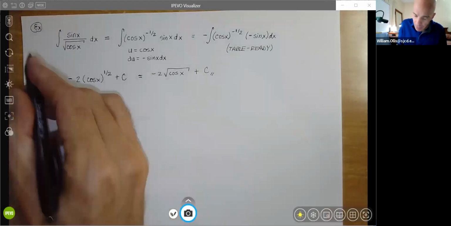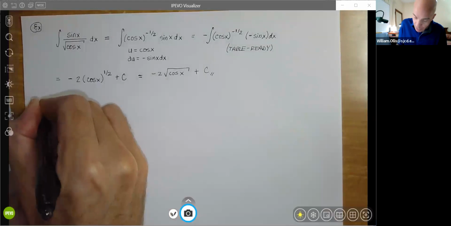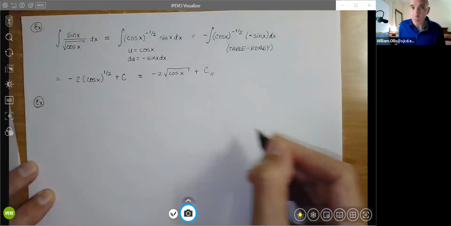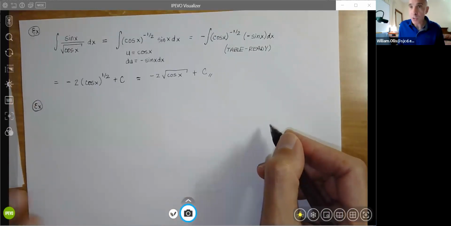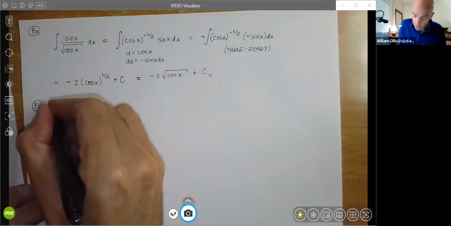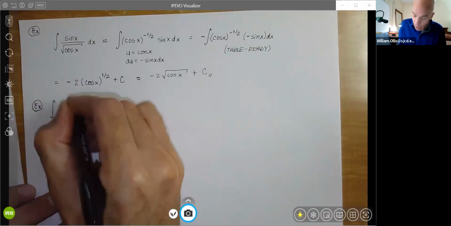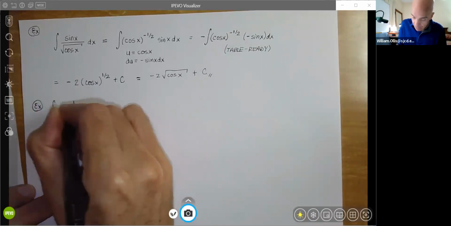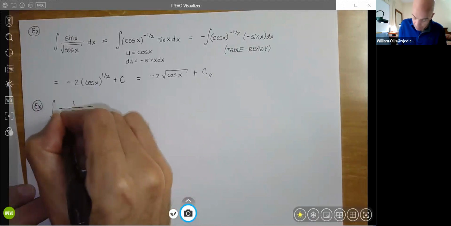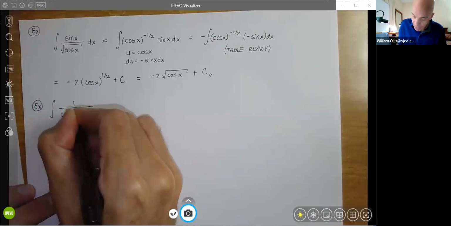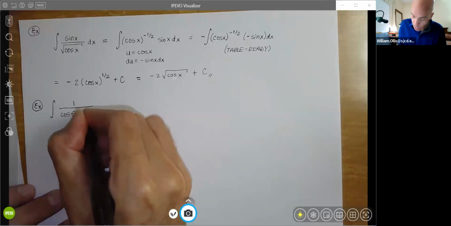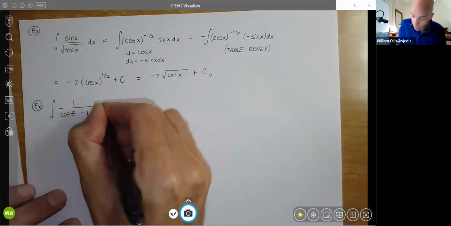Now, let's try some other examples. All I've done is pick some problems from your WebAssign and then some in your textbook, just to give you a good variety of problems. So again, we're not really learning any new technique here. We're just trying to remind ourselves of what we already know.